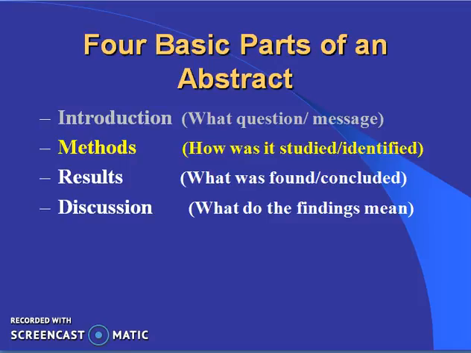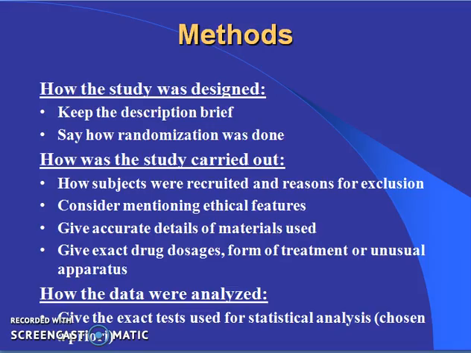Next one is methods. In the methods, it includes mainly three parts: how the study was designed, how the study was carried out, and how the data were analyzed. How the study was designed means it includes the description, and you have to say how randomization was done in your study.